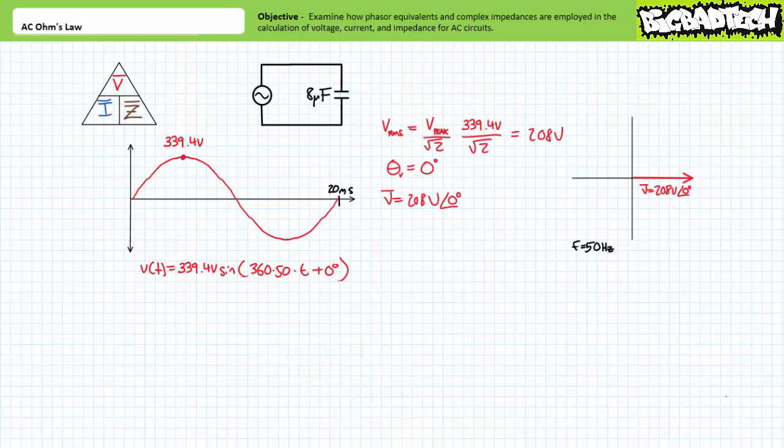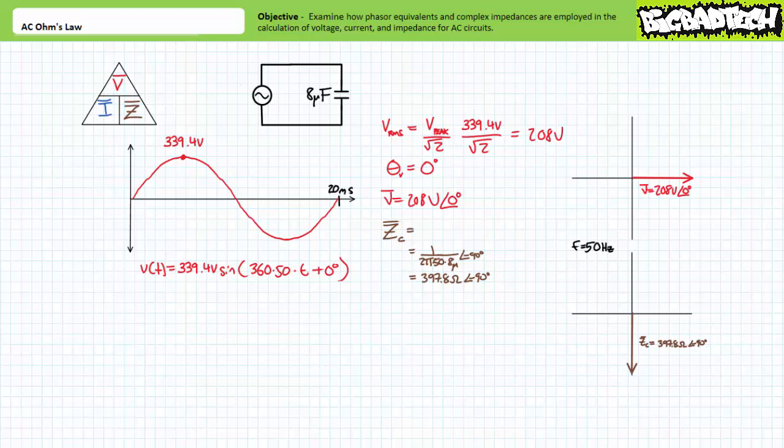First, we need to express voltage as a phasor equivalent. Doing so yields V equals 208 volts at an angle of 0 degrees, where 208 volts is the effective value of sinusoidal voltage with a peak of 339.4 volts, and 0 degrees is the phase shift. Do we care about frequency? No, not really. Again, inside the phasor domain, everything is assumed to have a frequency of 50 Hz for this particular problem. Next, we need to express the capacitor as a complex impedance.